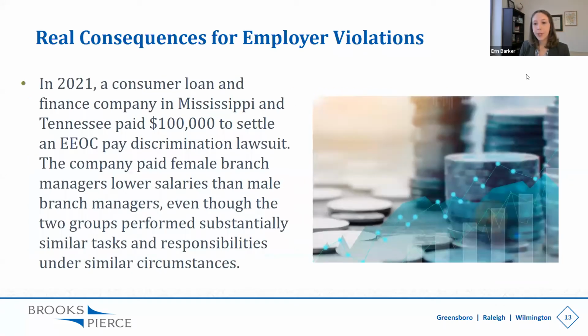Another example, 2021, so just last year, there was a consumer loan and finance company. They were paying female branch managers lower salaries than male branch managers, even though it was the same job, same responsibilities, same circumstances. They ended up paying $100,000 to settle. And then the EEOC publishes that settlement information.